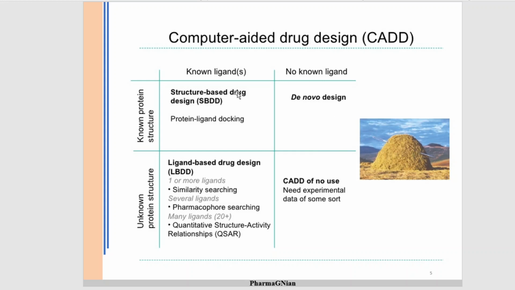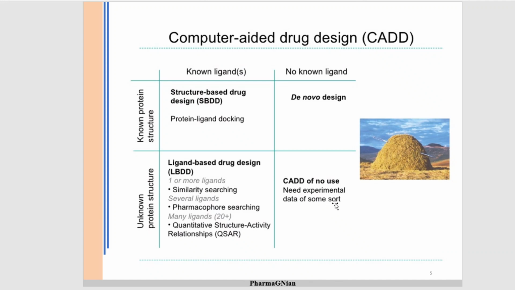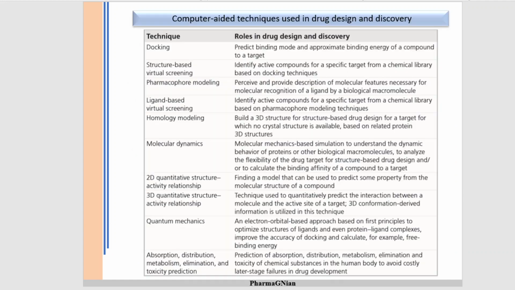Okay, now you are clear about the structure: what is structure-based drug design, ligand-based drug design, and de novo drug design. Suppose we don't have the ligand and don't have the protein, then CAD is of no use. You should have some kind of data, otherwise there is no use of CAD. Whenever you come across computer-aided drug design, these are the terms we will come across. We will see the role of these terms in computer-aided drug design, and we will see them in detail in the incoming slides.